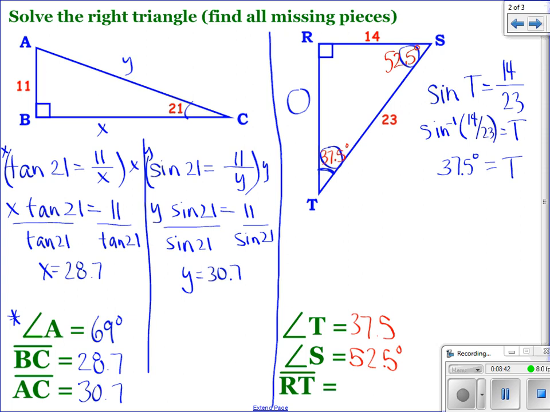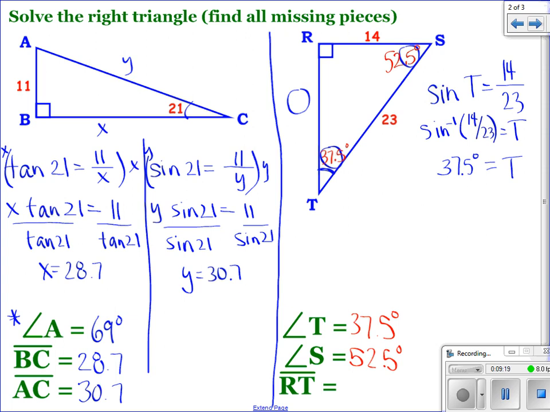Okay, 2 options for the last missing item. We could use Pythagorean theorem, or we could use sine, cosine, or tangent. Okay, so what do you want to do? Tangent? Okay, so if we use tangent, which angle do we use? Some are saying S and some are saying T. Oh, it's S. It's S because it has the adjacent side. S. You can use either one.